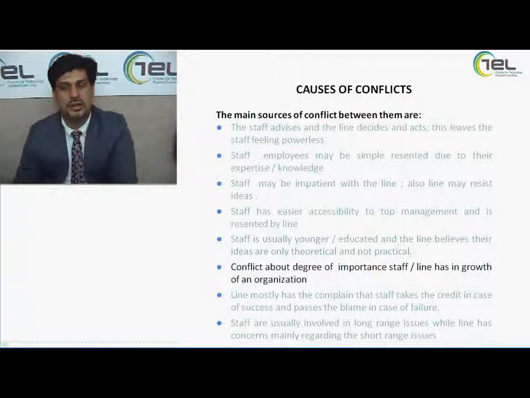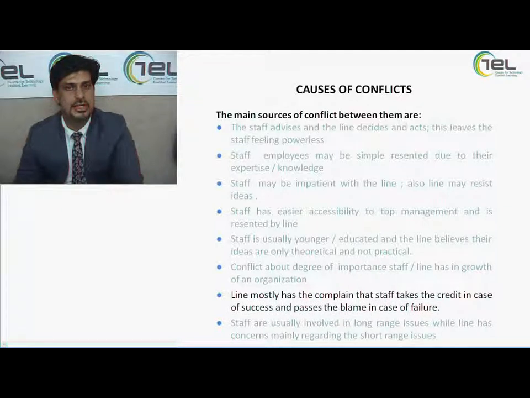Conflict about degree of importance. Staff and line have grown in an organization. The whole sense of importance creates the conflict. Both line and staff feel that they are important in the organization. This growth in the conflict leads on to serious conflict in the organizations. Line mostly has the complaint that staff takes the credit in case of success and passes the blame in case of failures.